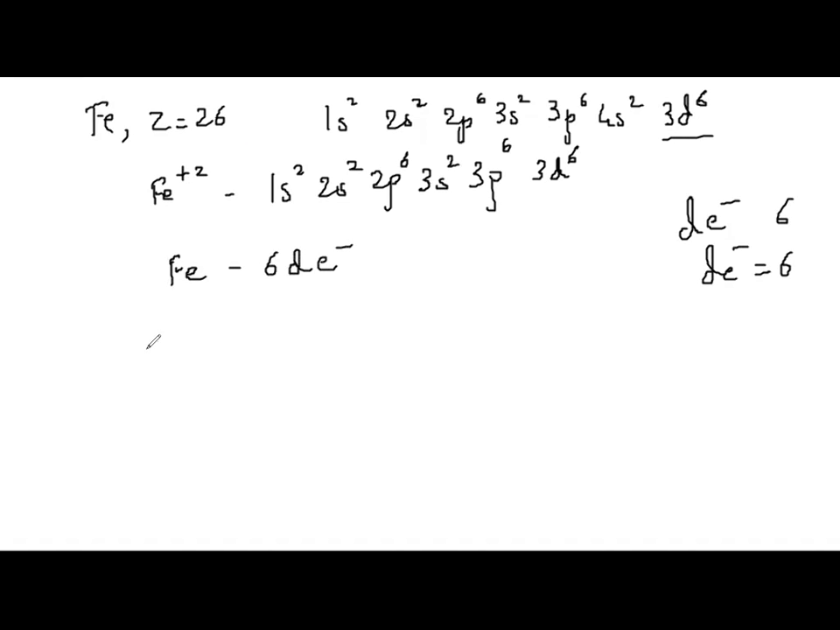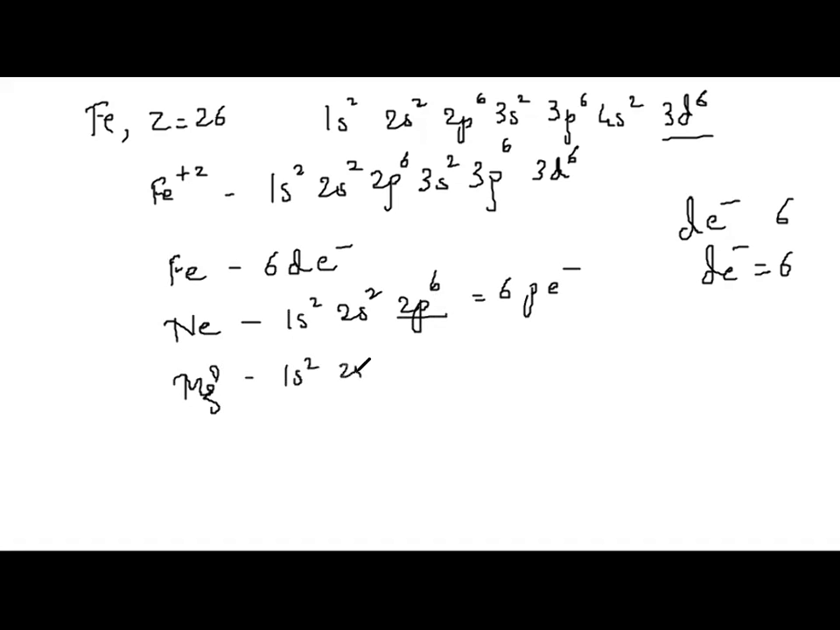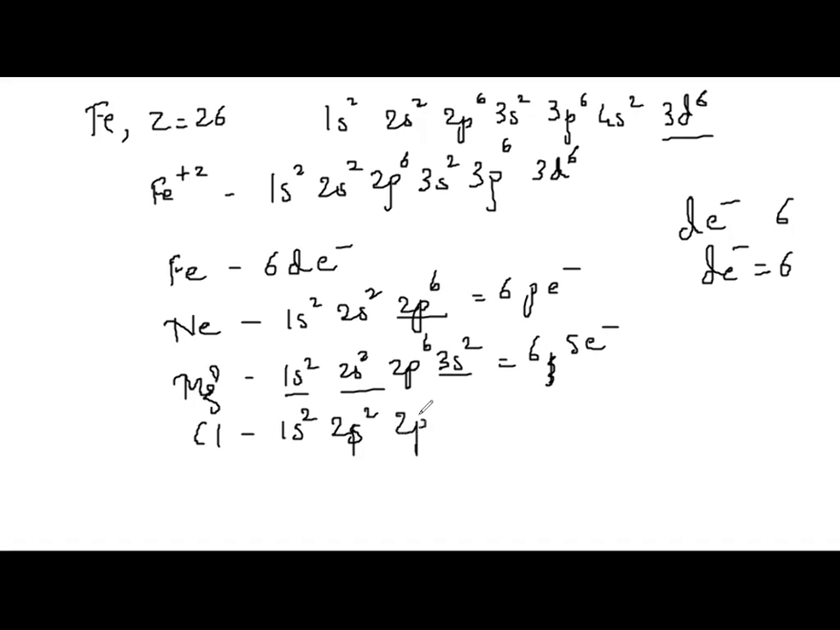Next is p electrons in neon. So Ne: 1s2, 2s2, 2p6. So neon has 6 p electrons. Next, s electrons in magnesium. Magnesium atomic number is 12. 1s2, 2s2, 2p6, 3s2. So this is 12. So how many s electrons are there in magnesium? There are 6. Chlorine, p electrons in chlorine. Atomic number of chlorine is 17. 1s2, 2s2, 2p6, 3s2, 3p5. Correct? How many p electrons in chlorine? There are 6 plus 5, 11 electrons.